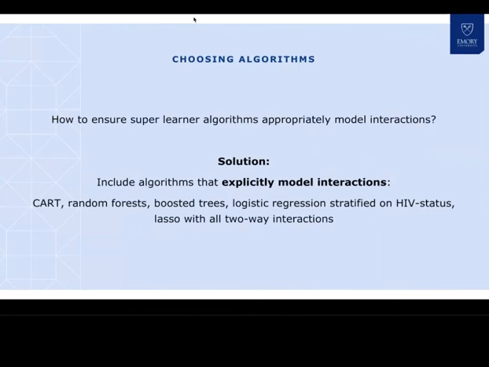Maybe that's obvious to everybody, but just to hammer home that point, here's a few options for doing that. So there's, of course, regression trees, random forest, boosting, and then we also included a main term logistic regression model, but where we stratified those models based on HIV status. So fit one model in HIV negative individuals, one model in HIV positive individuals, and that was our candidate algorithm. And we also included a lasso that included all different two-way interactions. So you imagine that got quite high dimensional, so there was the need to add that penalization to that regression. So the takeaway there is just, if you're going after an interaction question, make sure your SuperLearner library addresses that. Okay, next slide.